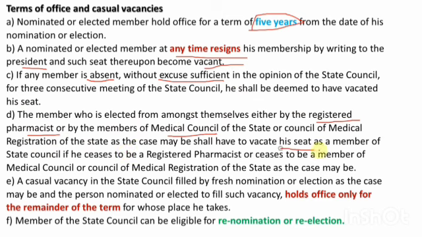shall have to vacate his seat as a member of State Council if he ceases to be a registered pharmacist or member of Medical Council or Council of Medical Registration of the state, as the case may be. Then a casual vacancy in the State Council is filled by fresh nomination or election, as the case may be. The person nominated or elected to fill such vacancy holds office only for the remainder of the term. Then a member of the State Council can be eligible for renomination and re-election.